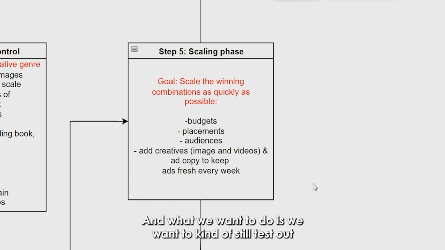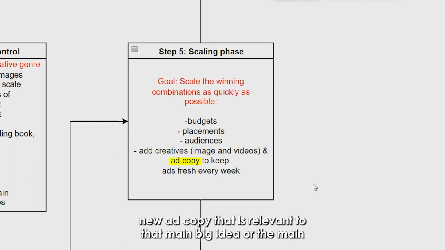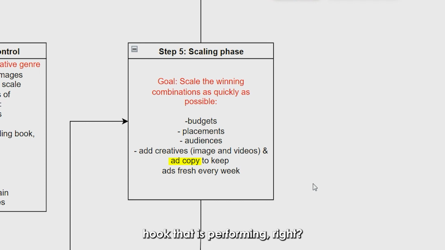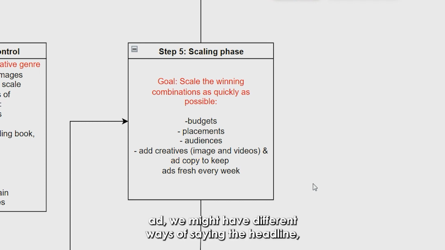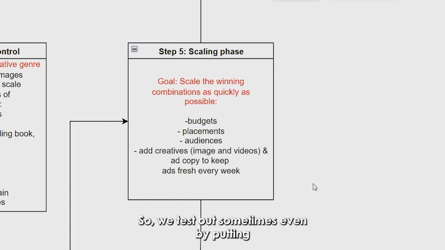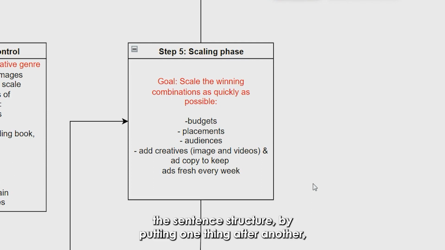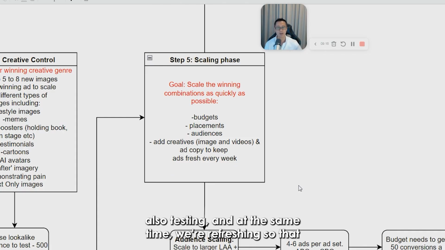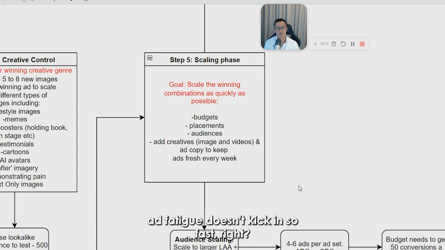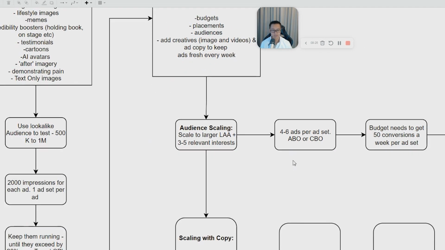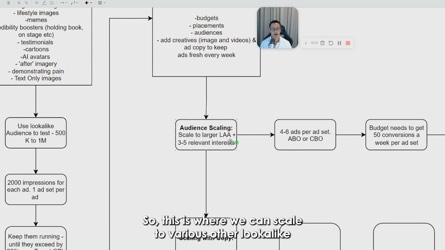And we still want to test new ad copy that is relevant to the main big idea, the main hook that is performing, right? Say, for example, if we have a full-length ad, we might have different ways of saying the headline. Sometimes we test by changing the sentence structure, putting one thing after another. In a sense, we're testing and at the same time refreshing, so that ad fatigue doesn't kick in so fast, right?